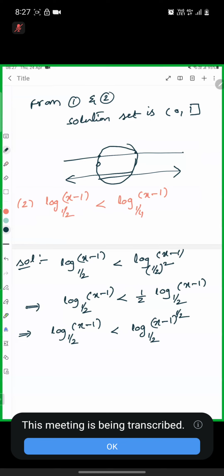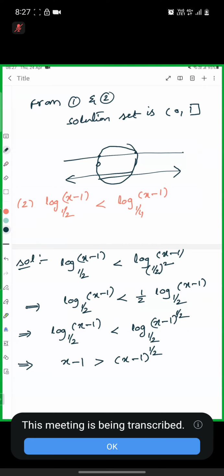Now, both sides we have the same base and no multiples. So now we can replace logarithms. For that, same inequality or opposite inequality is decided by the base. Here base is less than 1. That's why we have the opposite inequality: x minus 1 greater than x minus 1 power 1 by 2. Any doubt in writing like this? No, sir.